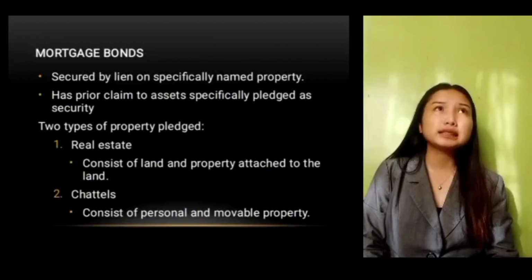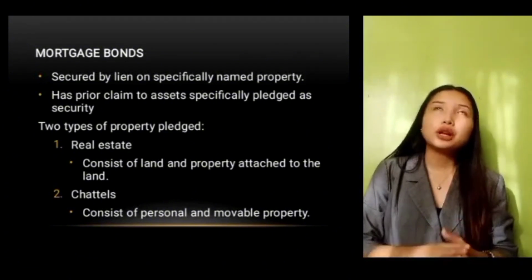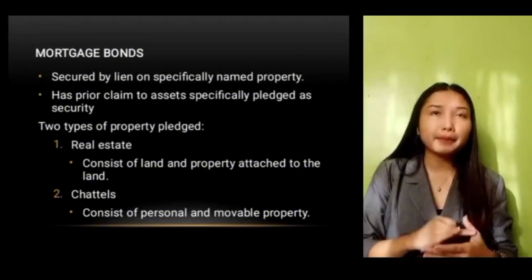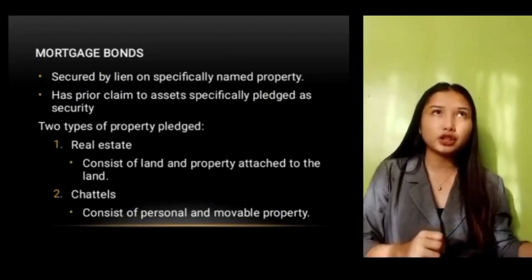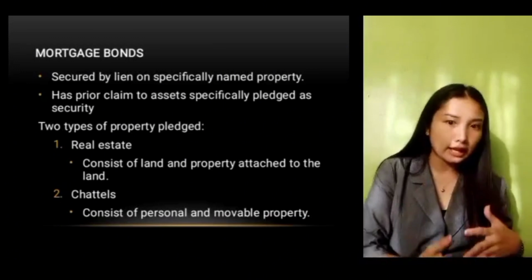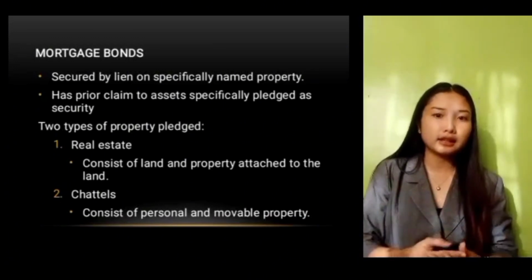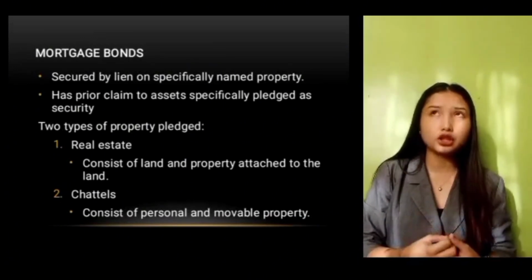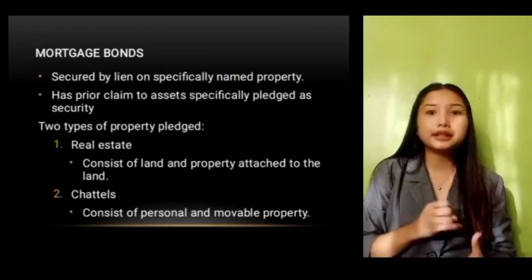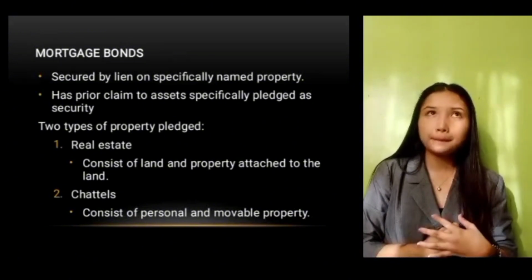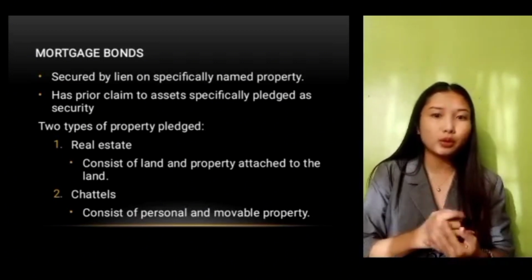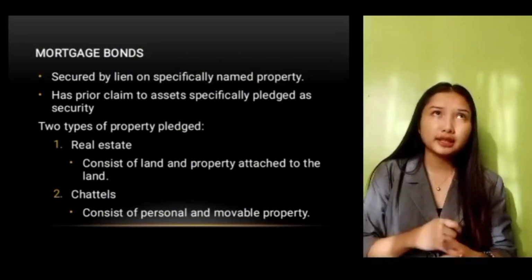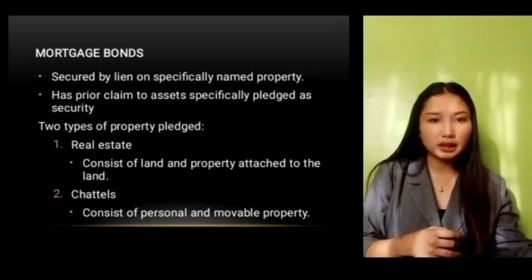And lastly, there are two types of property pledge ang mortgage bonds. So katong naa siya i-pledge nga property para security as kanang collateral sa bond nga akong gi-issue. So there are two types. The real estate, which consists of land properties. So it is also a pledge siya nga property para ma-collateral.